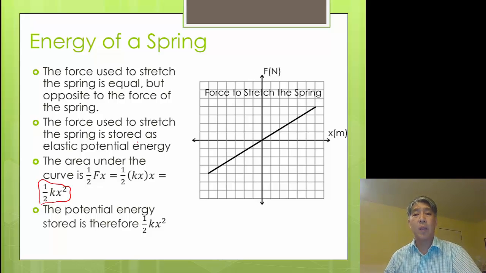Where is that energy going? It's going into the elastic potential energy of the spring. So that's why the area under the curve is nothing more than 1/2 F, which is the y value, times x, which is the x value. Making the substitution and summarizing, this is how we end up with the formula for 1/2 kx squared.